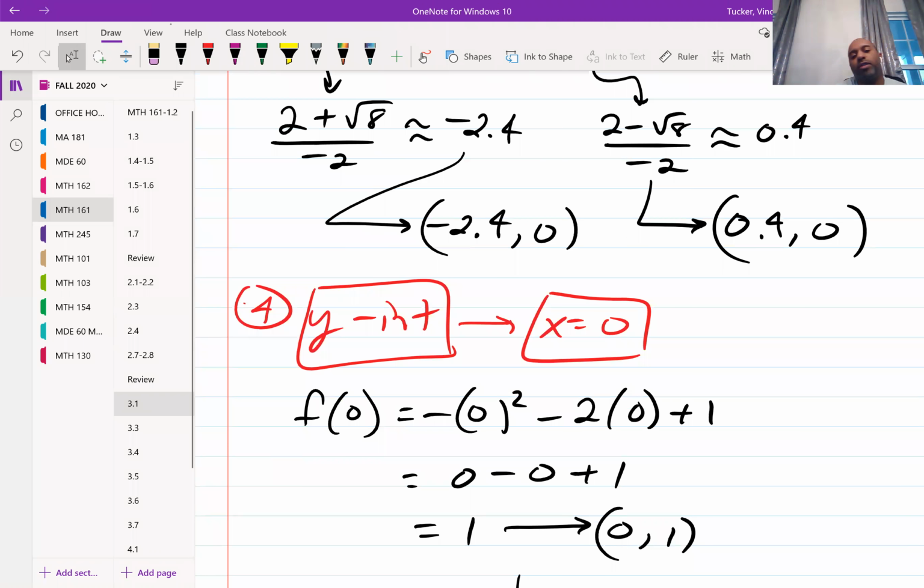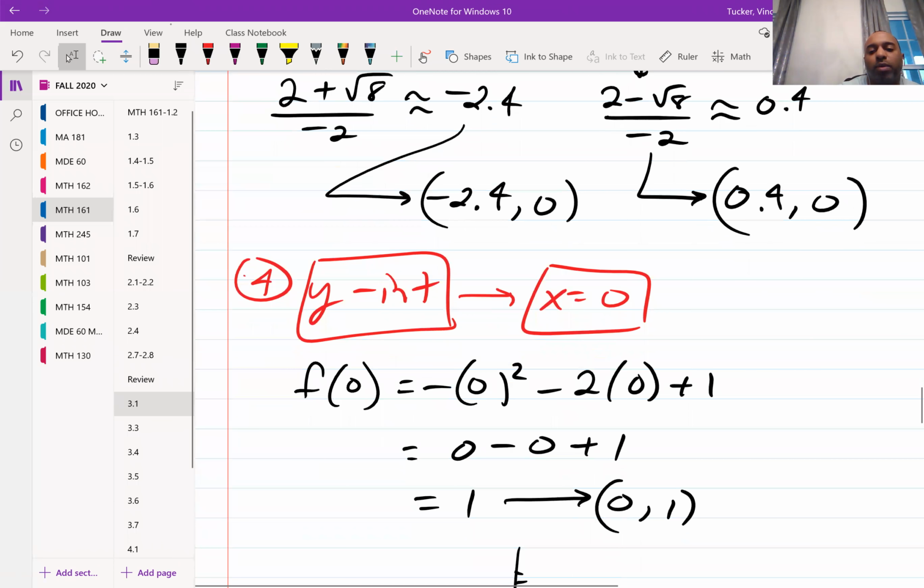Here, finding your Y-intercept, let x be equal to 0. So plug in 0 for x into the function. 0 squared minus 2 times 0 plus 1. So it ends up simplifying to 1.